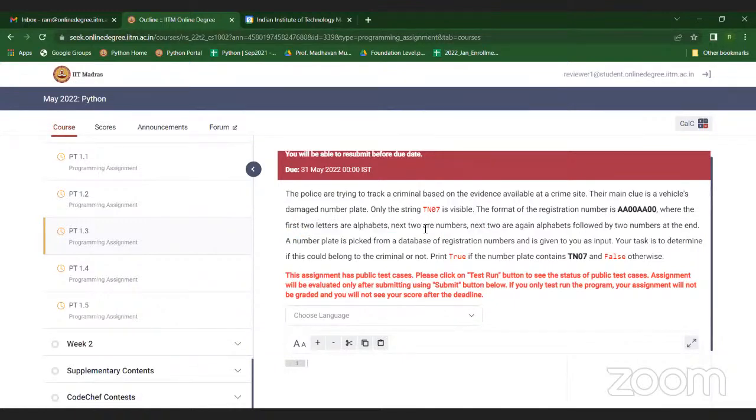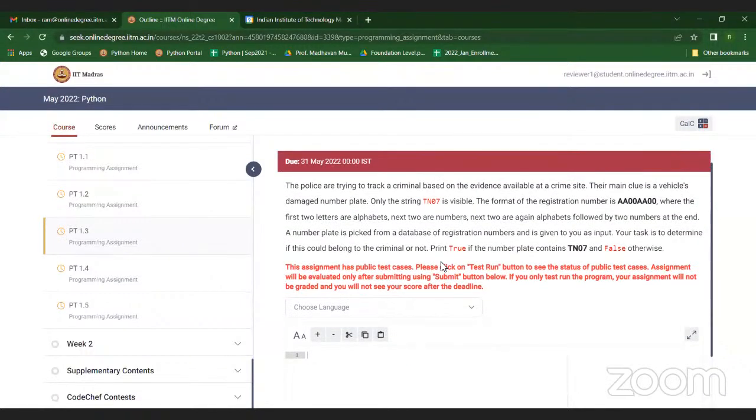First, okay, 4. No, wait. First 4 you have to check. Only the string TN07 is visible. It is just that TN07 should be there. You should be checking whether the TN07 is there or not. If it is there, then you should print true. If it is not there, then you should print false.